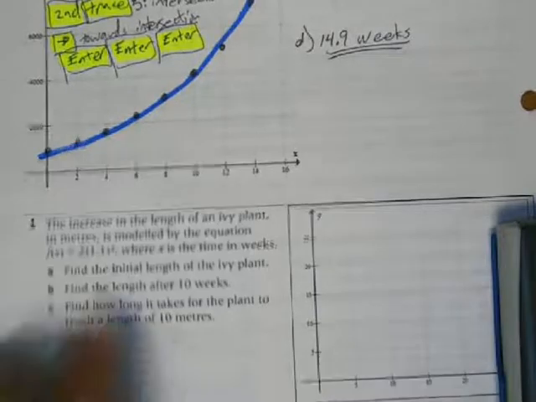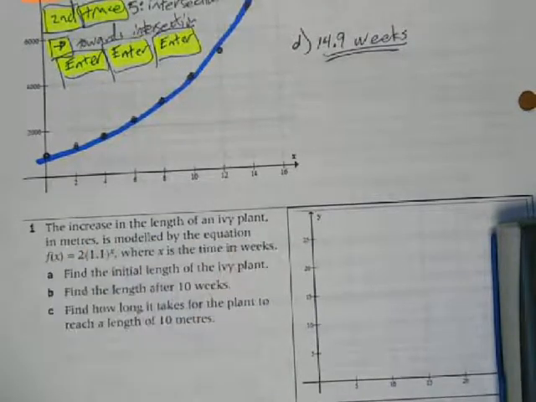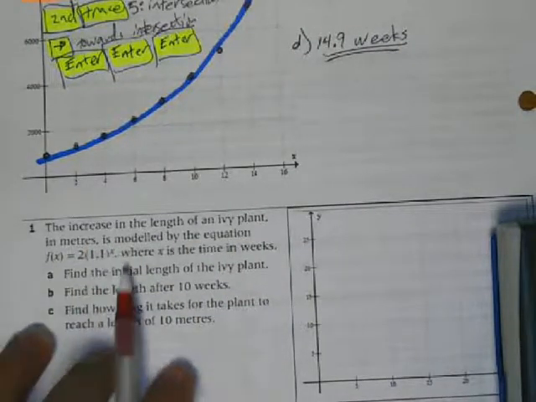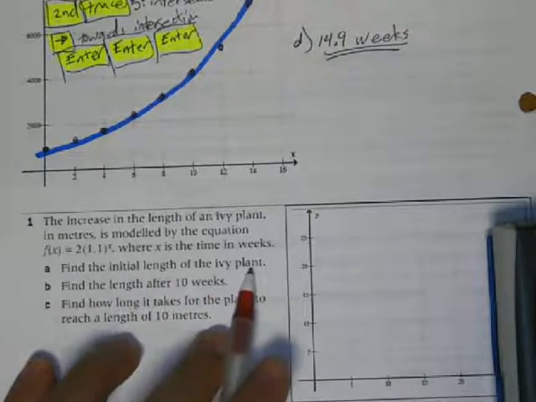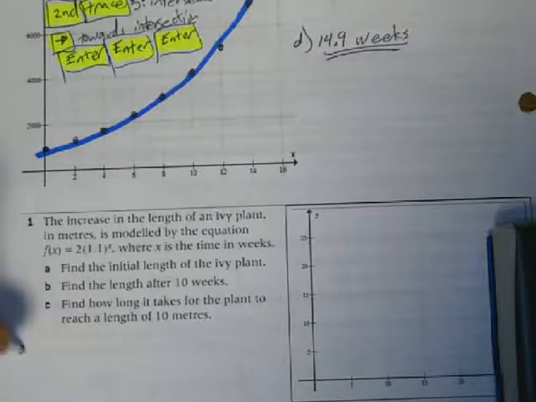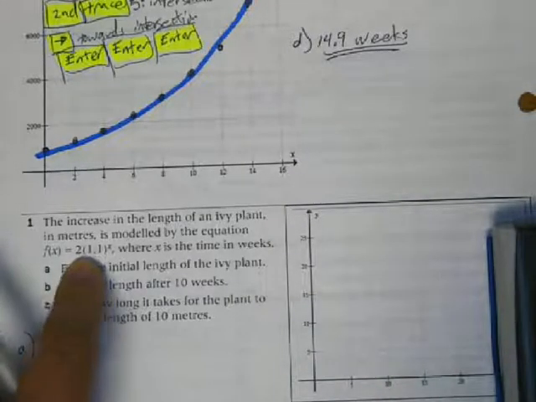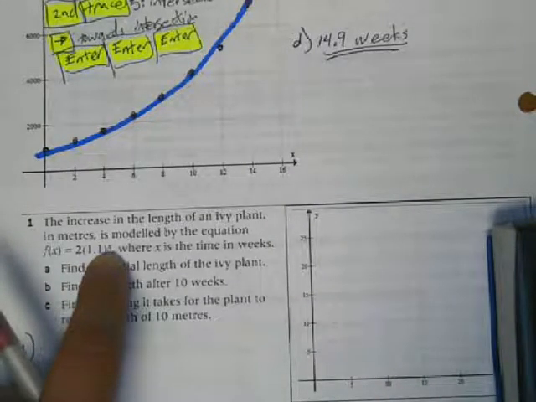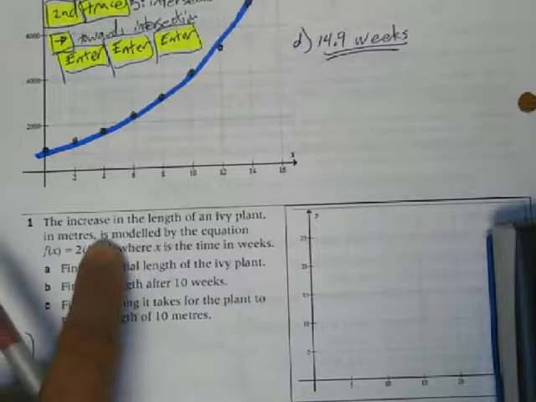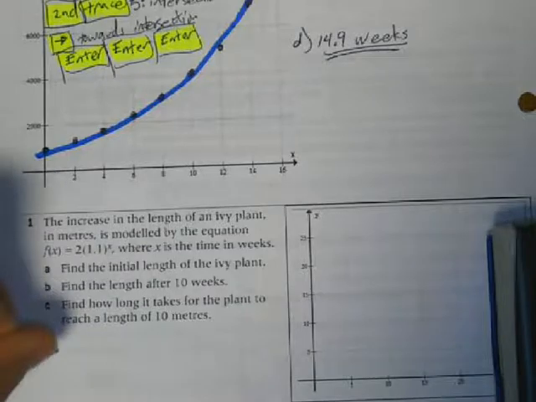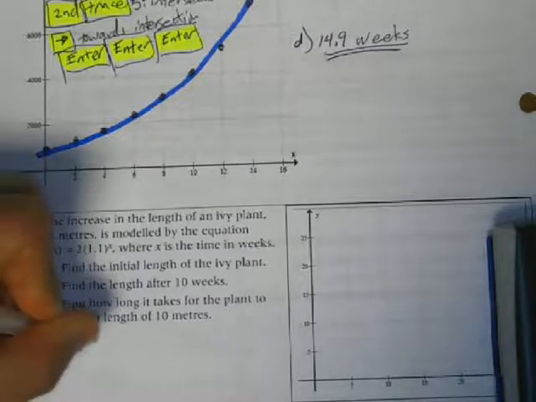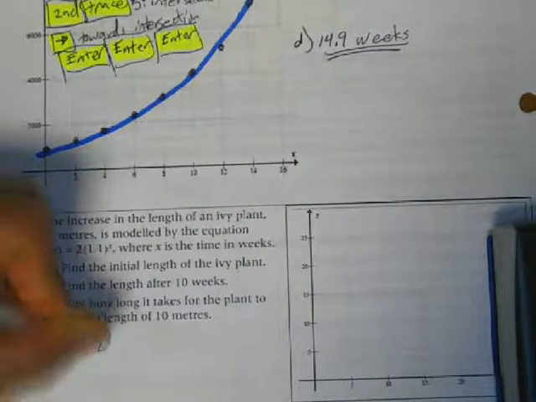Okay, so the increase of the length of ivy moves by this function, where x is the number of weeks. Find the initial value of the ivy. So the initial value of the ivy is the k value, because when x is 0, this whole part is going to be 1. So the initial length is 2, and what are the units? Meters.